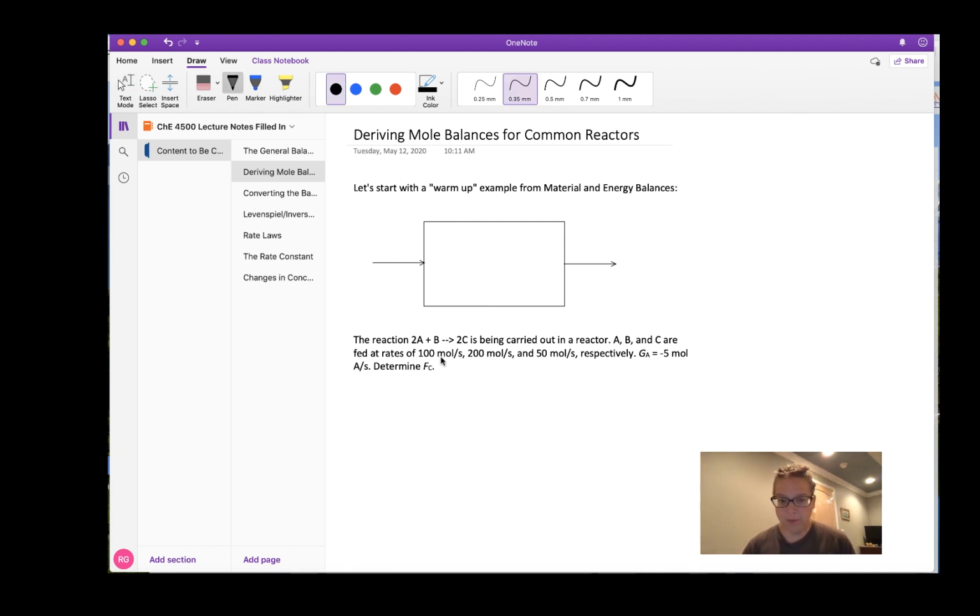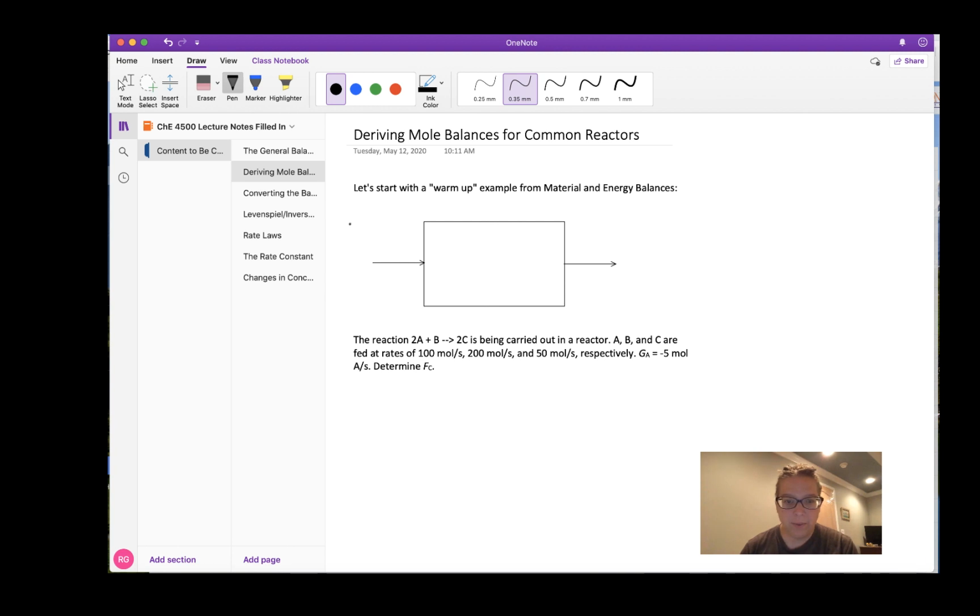So in this problem, we have a reaction, 2A plus B goes to 2C, and it's being carried out in some reactor. We're given inlet flow rates, so A, B, and C are fed at rates of 100 moles per second, 200 moles per second, and 50 moles per second. And then we're given this term for GA. GA equals minus 5 moles of A per second. So this is saying that species A is net consumed at a rate of 5 moles per second. And we need to determine FC.